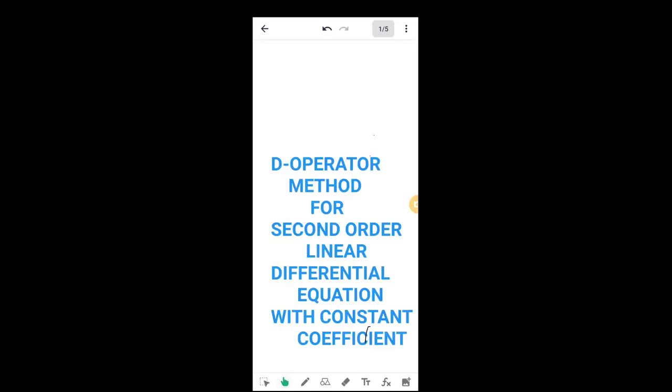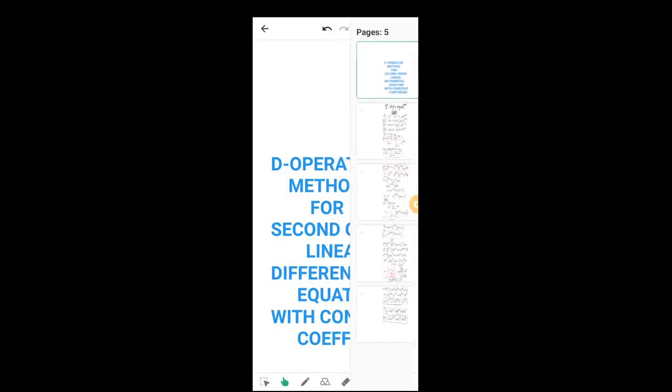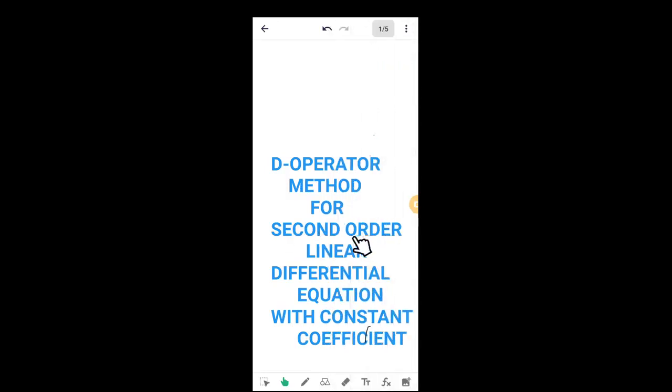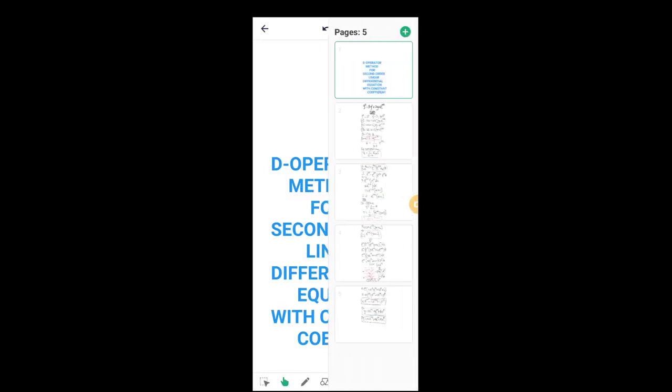So today we are looking at how we can use the D operator method for a second order linear differential equation with constant coefficients. We have already proved the D operator, and we also solved some questions on first order linear differential equations in our previous video. Today we are talking about the second order linear differential equation.